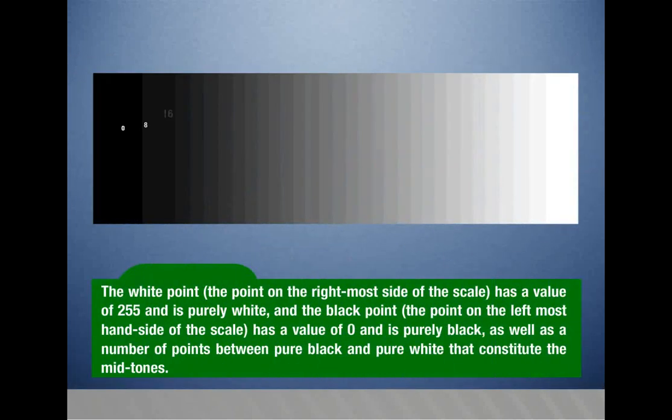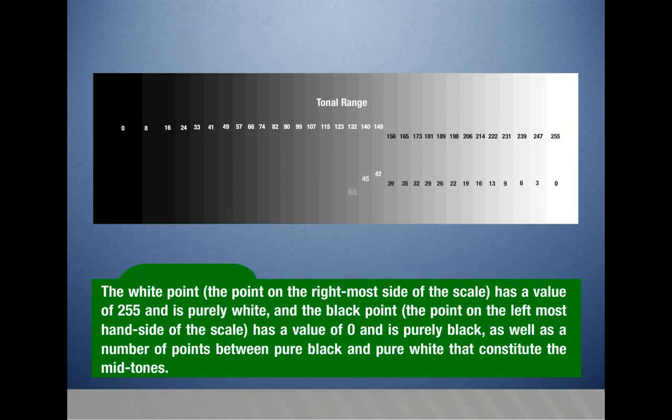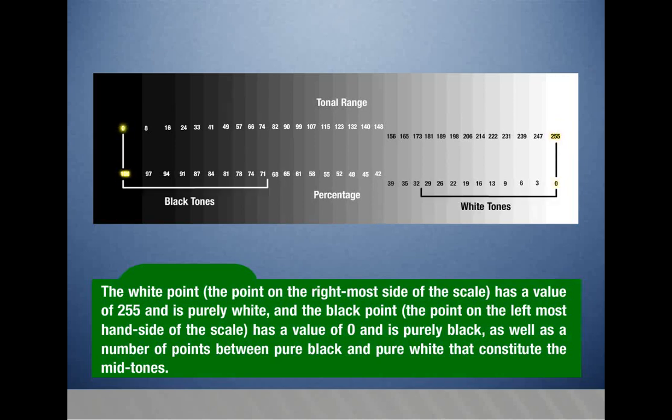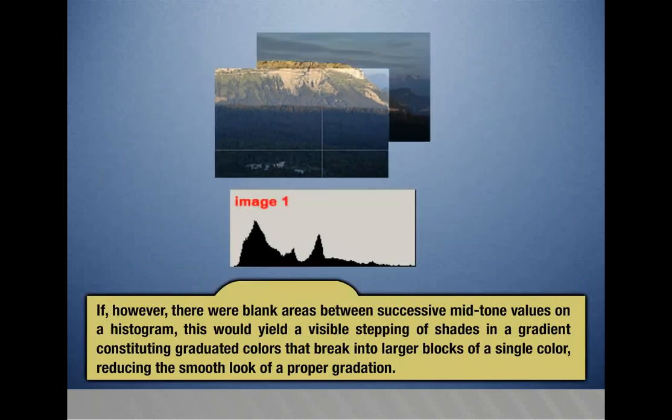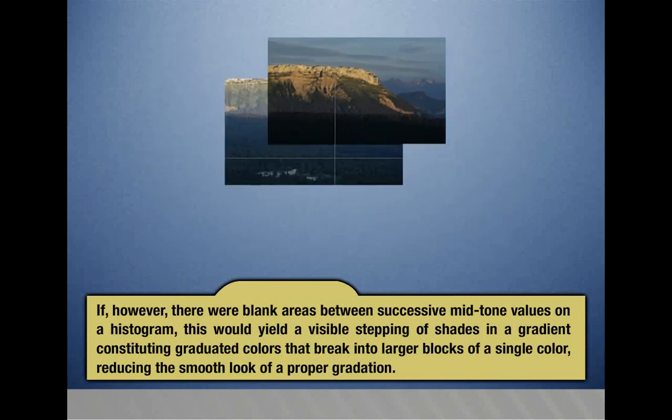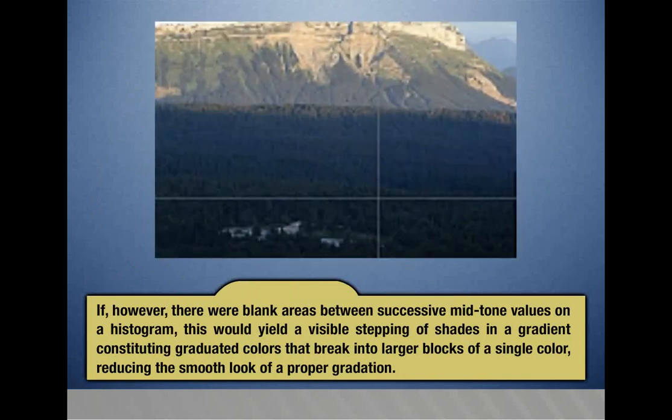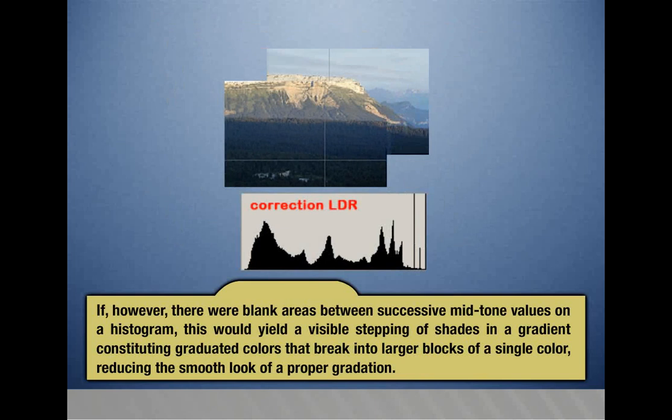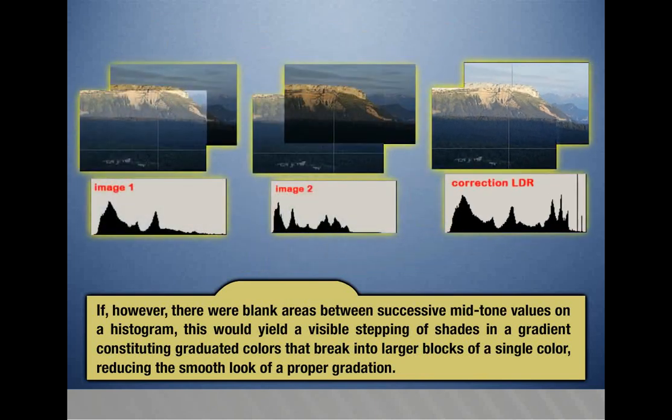The white point, the point on the rightmost side of the scale, has a value of 255 and is purely white. And the black point, the point on the leftmost side of the scale, has a value of 0 and is purely black, as well as a number of points between pure black and pure white that constitute the midtones. If, however, there were blank areas between successive midtone values on a histogram, this would yield a visible stepping of shades in a gradient constituting graduated colors that break into larger blocks of a single color, reducing the smooth look of a proper gradation.